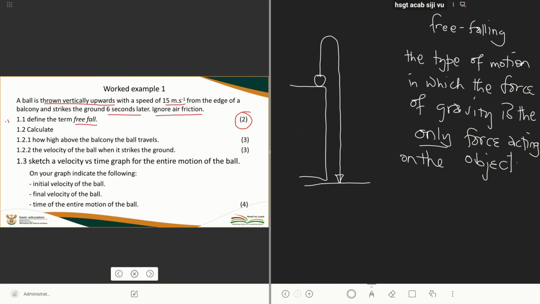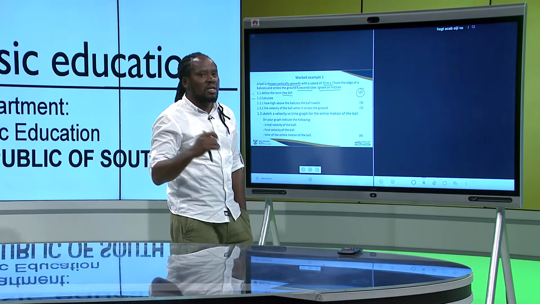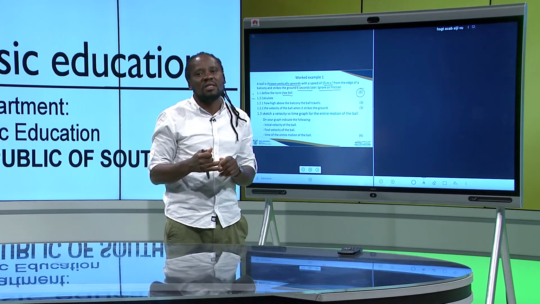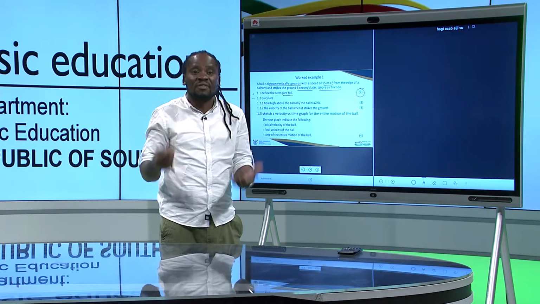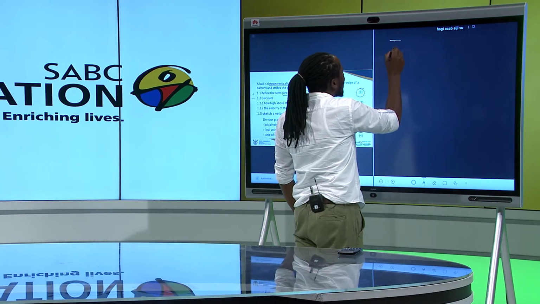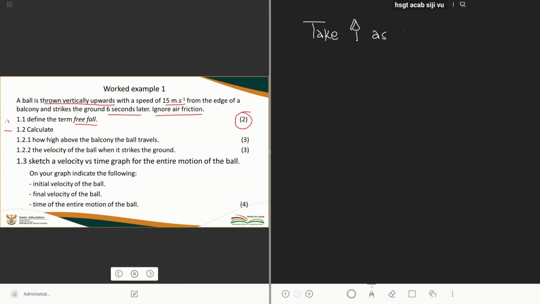And now, this is our focus for now, which is the calculations. It says calculate how high above the balcony the ball travels. Now, without diving straight into the calculations, there's the issue of, one, the trajectory. We've addressed that. Secondly, we also need to consider the sign convention. In other words, we need to define or choose our direction. For the purpose of this example, let's take upwards as positive, meaning that downwards is negative, okay?